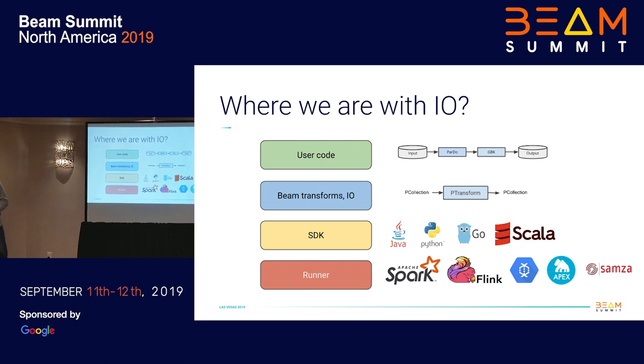In general, the code base in Beam could be split into four layers. The first, low level layer is the runner code, which is responsible for running a Beam pipeline on different data processing engines like Spark, Flink, Google Dataflow, and so on. On top of that, we have a layer of SDK, which is responsible for supporting your favorite language. Then on top of that, we have Beam transforms and IO connectors. And finally, on the top, we have user code, which you write to create and finally run the pipelines.